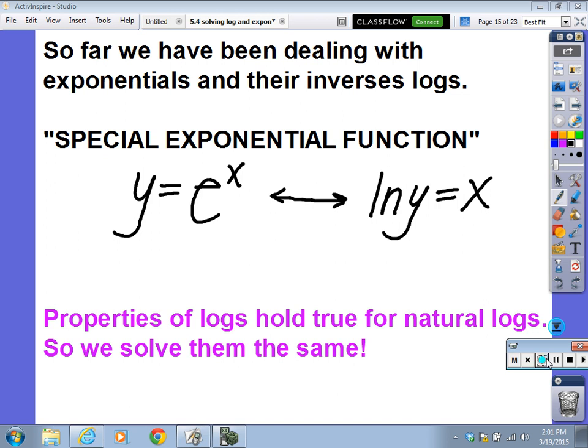So anytime we're solving with base e, we're going to have to use ln, not log, but natural log, ln, to undo it. And anytime we're dealing with ln's, we have to use base e to undo it. These two are inverses of each other. So the properties of logs hold true for natural logs, and it's the same thing from here. So let's just do a few of these real quick.